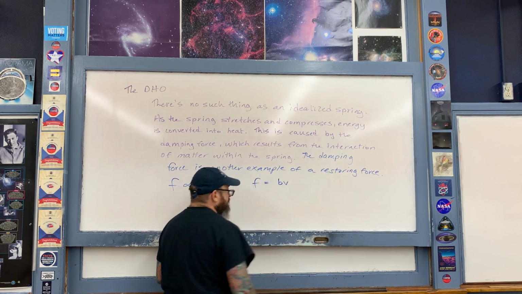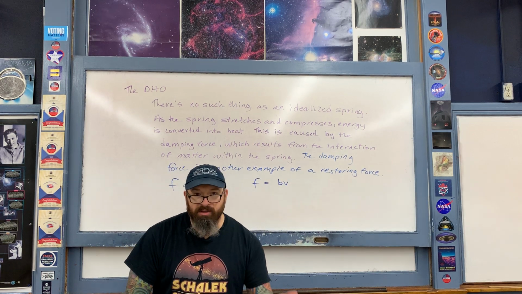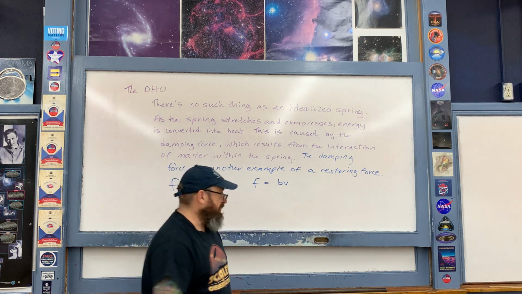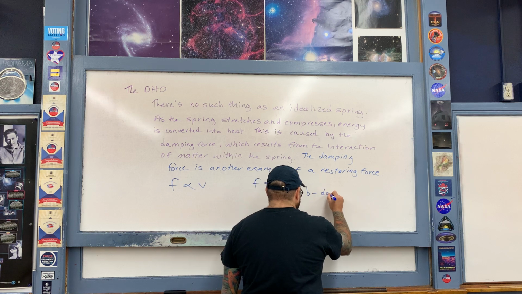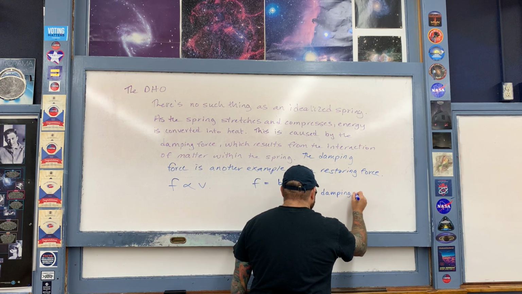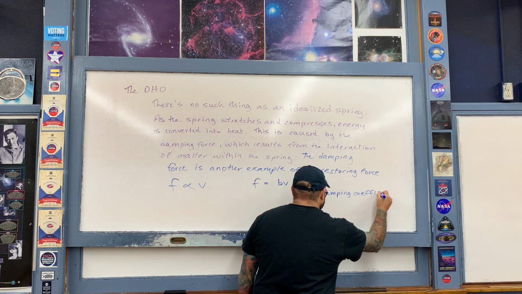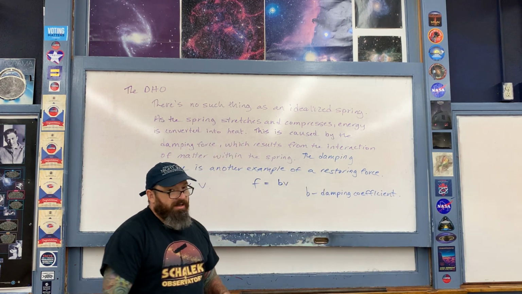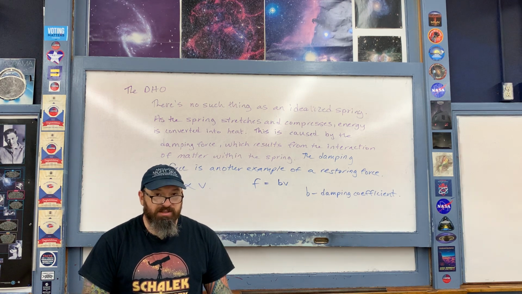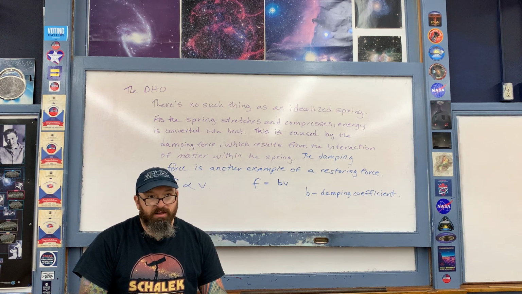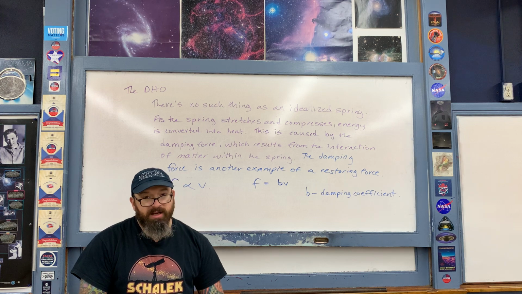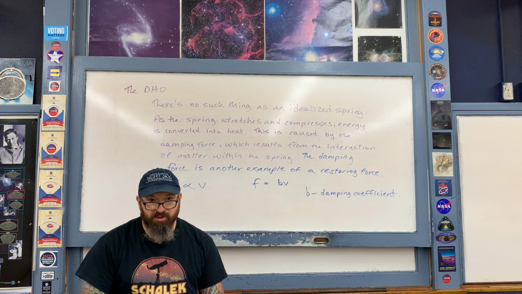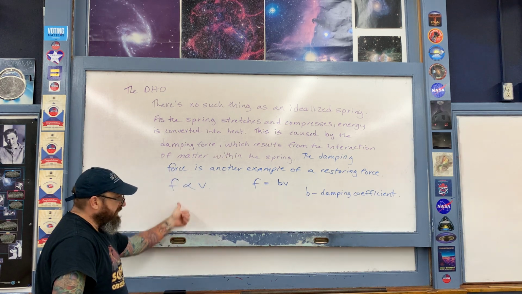So the letter b is an empirical property of basically how quickly the energy is being converted into heat within the spring, and it's referred to as the damping coefficient. So even though the physics that's going on here as matter interacts within the compressing and stretching spring is quite complicated, empirically, mathematically, it turns out that the damping force obeys some pretty simple mathematical principles. It's directly proportional to the speed of the oscillator.